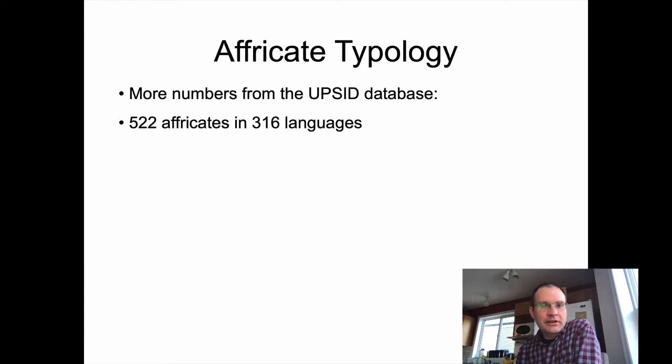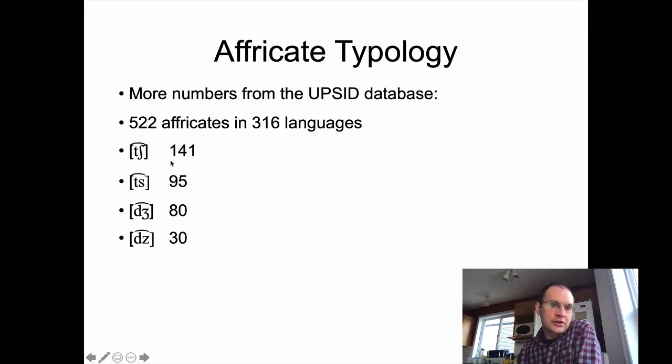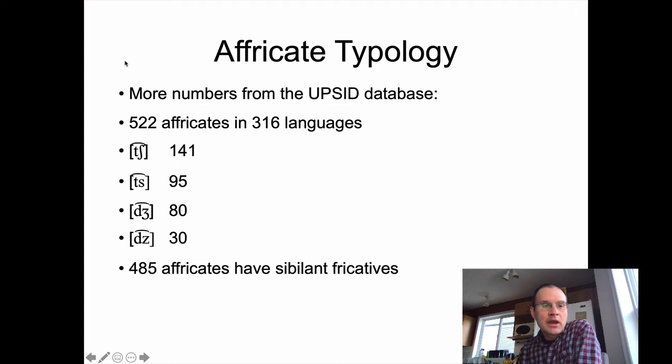Some affricate typology data, just for kicks. In the 316 languages in the UPSID database, there are 522 affricates. The most common one is ch, the second most common is its voiceless counterpart, so we're seeing a similar pattern as we saw for fricatives, where you get more voiceless affricates than voiced affricates. But the third most common option is j, and then z. So 80 to 141 at the post-alveolar place of articulation, and then 30 to 95 at the alveolar place of articulation. Not much beyond that.